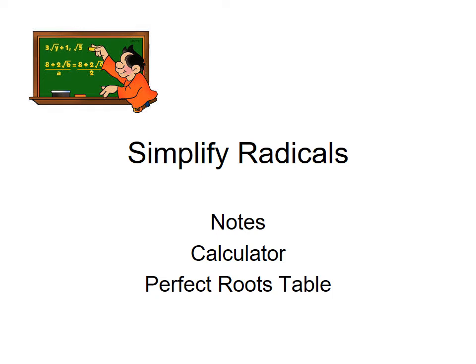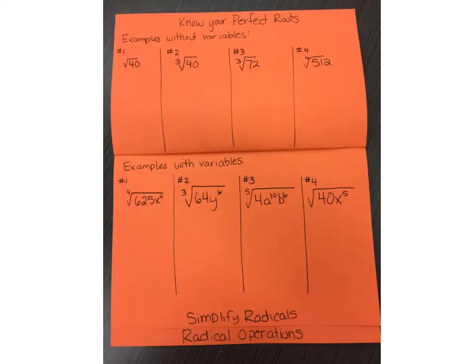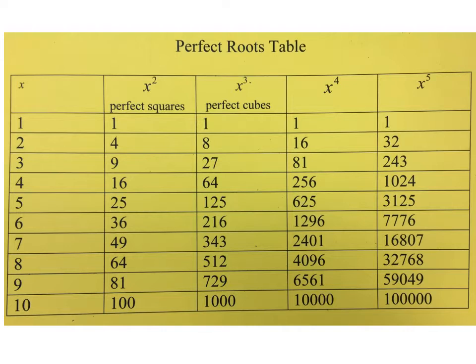Today, let's take a look at simplifying radicals. You'll definitely want your perfect roots table, possibly a calculator, and your coral-colored notes sheet. In your Coral Notes foldable, open up to the second flap, pause this video, and write down what you see here. Again, you will need your perfect roots table as we're going to refer to this a lot today.